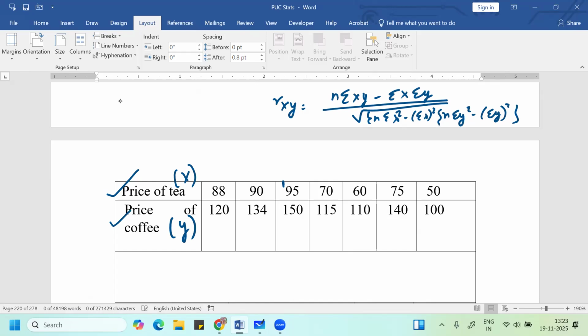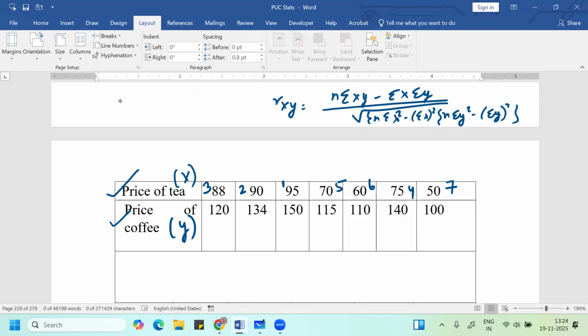Price of tea, 95 is the highest. Then this would be second rank, this would be third rank. Simple, right? Then after 88, you have 75, rank 4. Then you have 70, rank 5. Then you have 60, rank 6. Then you have 50, rank 7. Have you understood? Very simple.